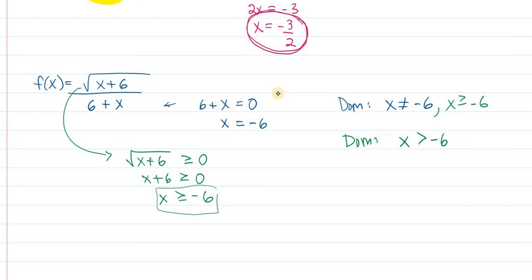Sometimes you can't do that. Sometimes you can't combine it all together and make it nice and neat like that. Sometimes there'll be more than one restriction and you just list them. But otherwise, you try to make it as nice and neat as possible.